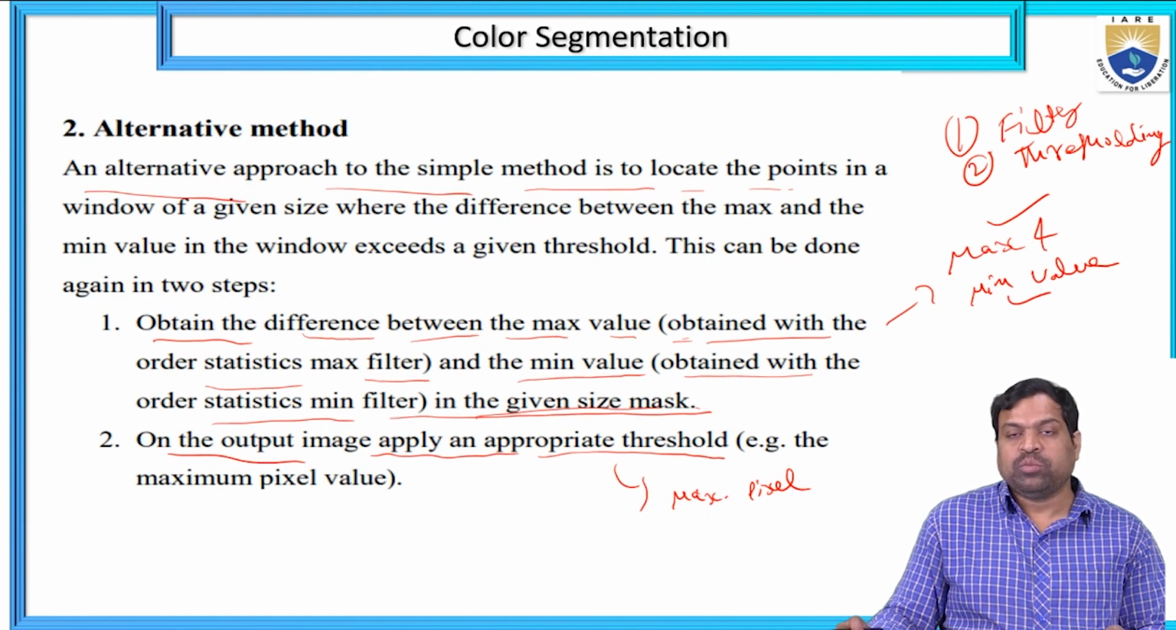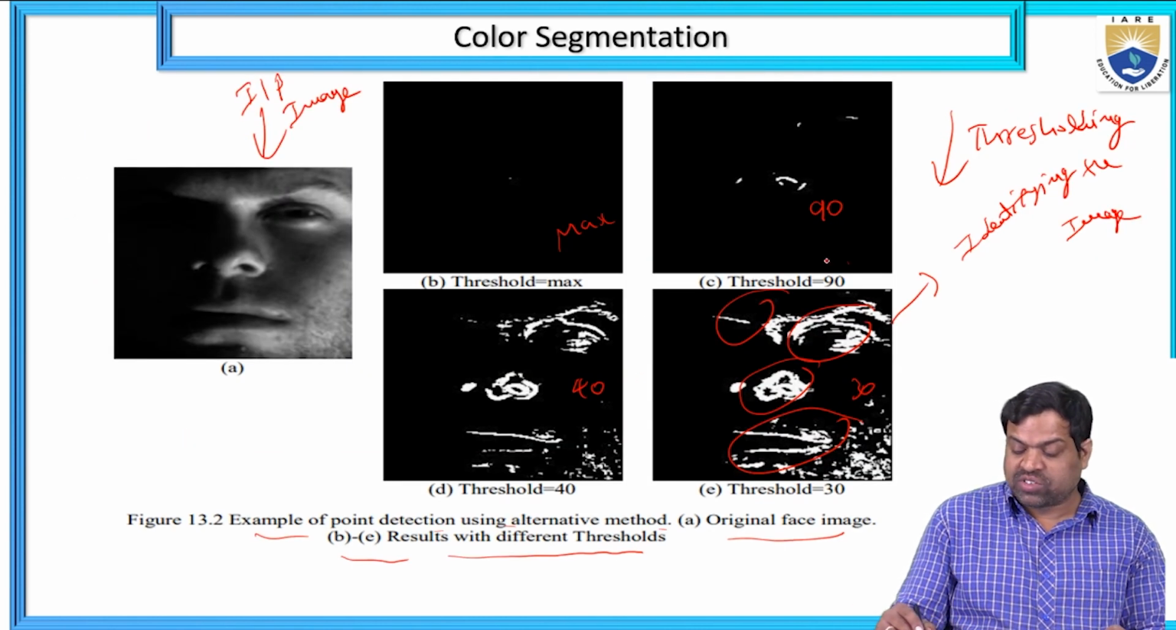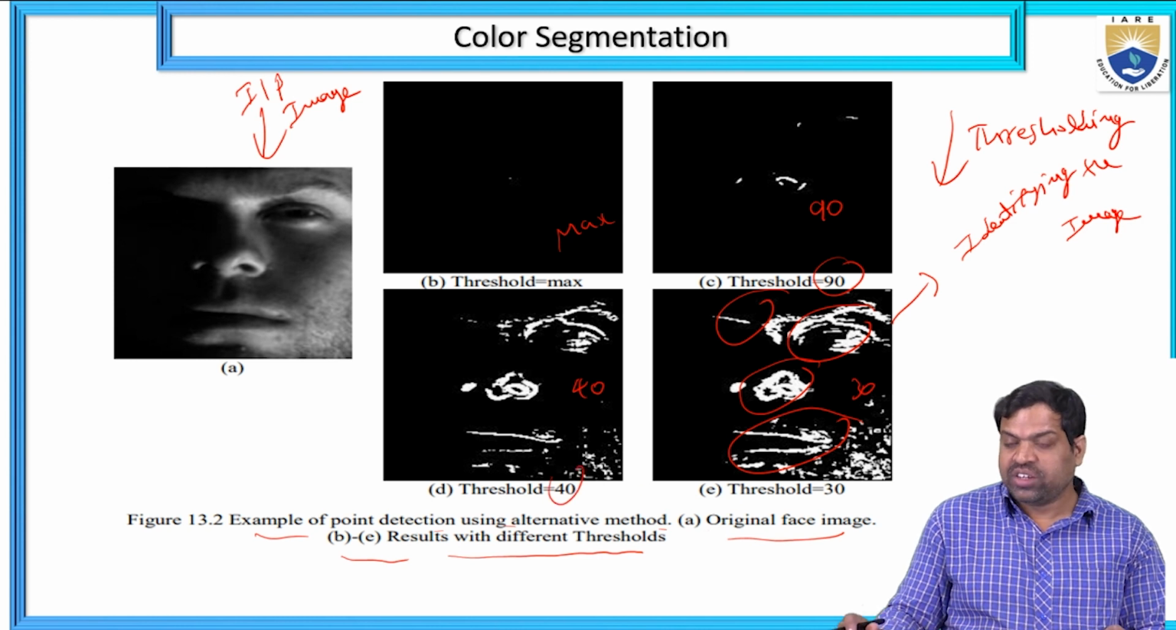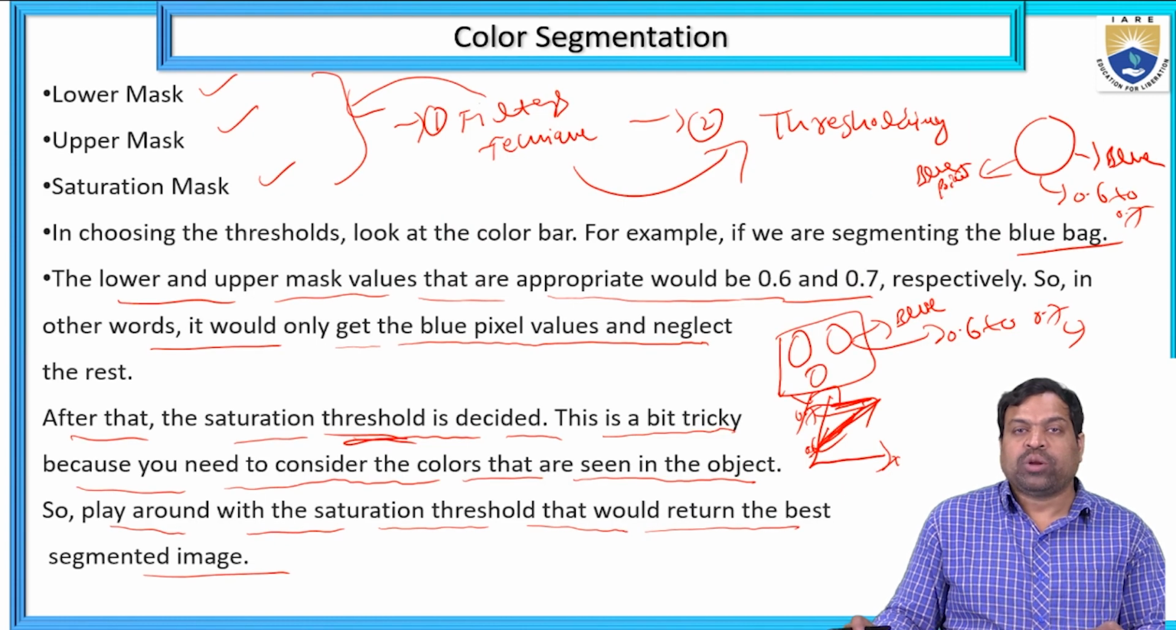What are the alternative methods? The alternative method is nothing but changing the thresholding values. So we are taking nearby values like 90, 40, 30, 20. Nearby values means we are reducing the levels of the thresholding. So the lower mask, upper mask, and saturation mask are the three types of subdividing the masks to identify the image or reduce the noise with the filter technique.